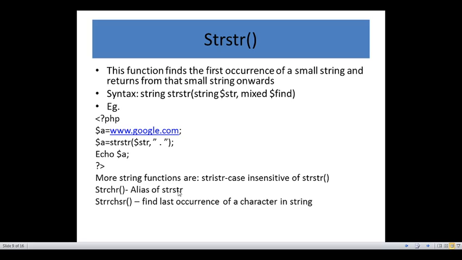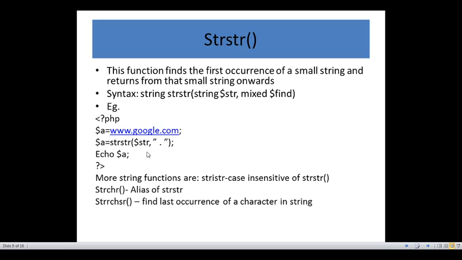Next function is strstr. This function finds the first occurrence of a small string. It also returns the string from that small string onwards. See in this example, consider this string here. Sorry, I have written $str here by mistake; write $a here and str here, or use a different variable name here, then the dot.